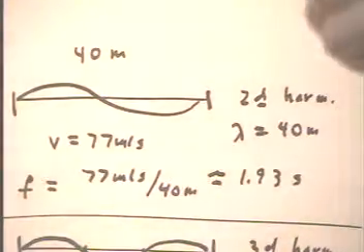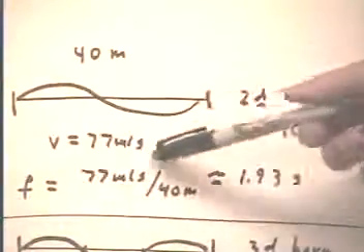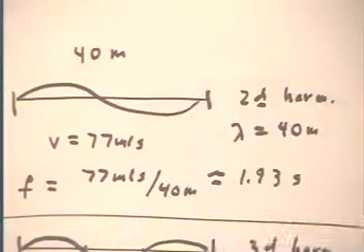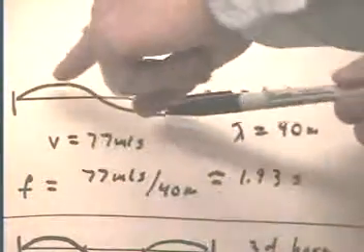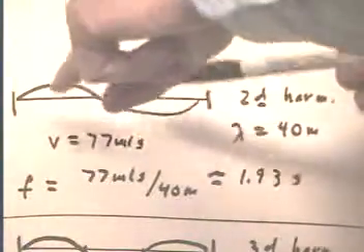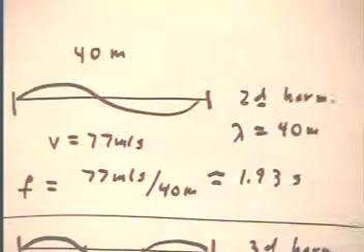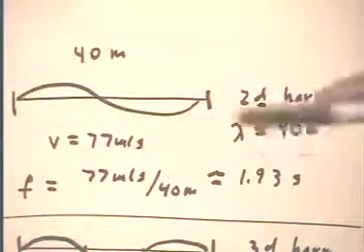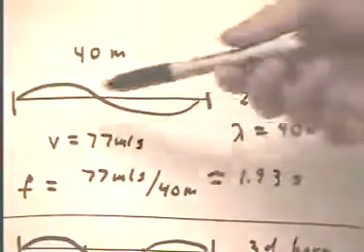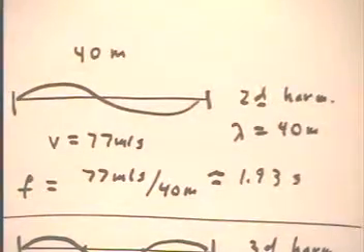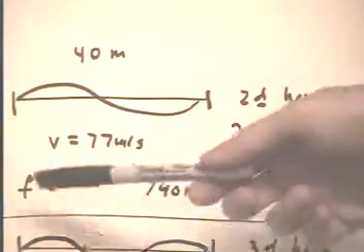Let's now return to our 40-meter string, where we determined that the velocity of the pulse was 77 meters per second. We want the frequency of the second harmonic. The second harmonic is the one where the two ends of the string go like this. The second harmonic has wavelength lambda equal to 40 meters. That is, when the string's in this configuration, we've got an entire wavelength matching the length of the string. So if lambda is 40 meters, then what's our frequency?